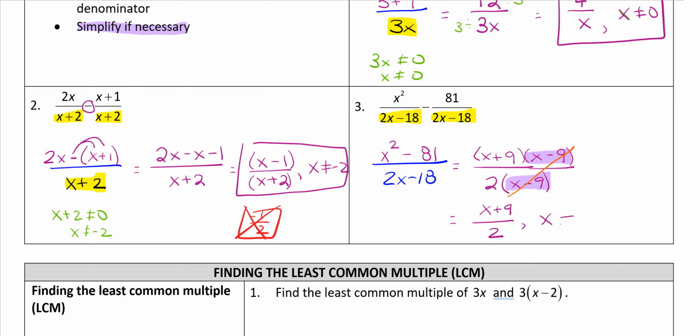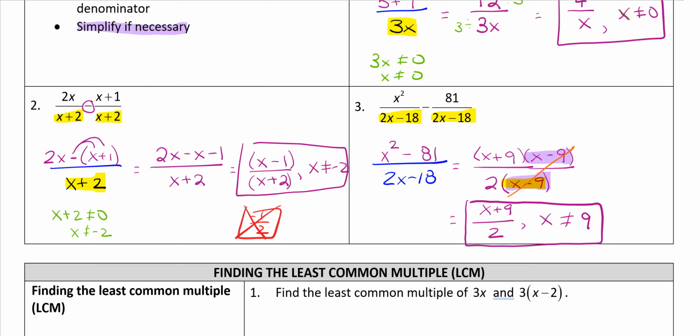And then again, we have to give our restriction. Now, when we're looking at our restriction, you might think, oh, there isn't one. 2 will never equal 0, and that's true. But you have to go back to the original denominator. X minus 9 was a factor. So that means we cannot let x be positive 9, because 9 minus 9 would equal 0, and we cannot let those be equal. If they don't have the same exact restrictions, they're not equivalent expressions.